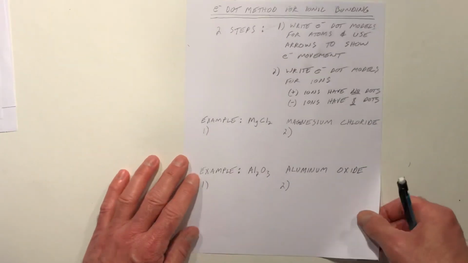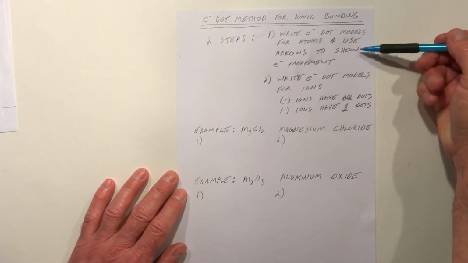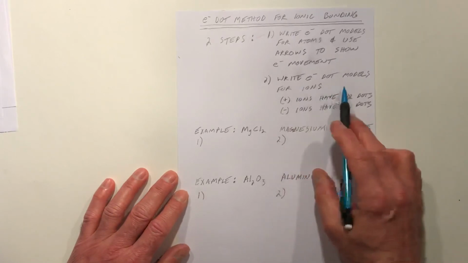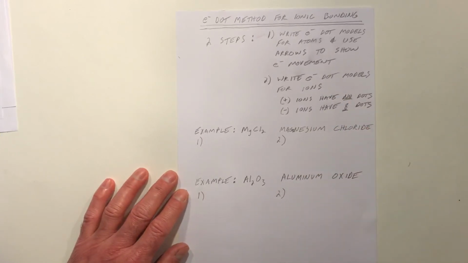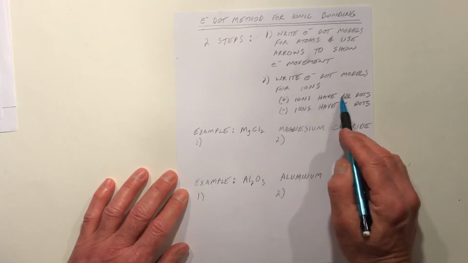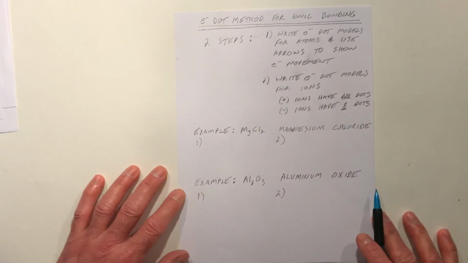All right, the electron dot method for ionic bonding has, again, 2 steps. Write the electron dot models for the atoms in question and use arrows to show electron movement, and then write electron dot models for the ions that get formed once you move those electrons. Remember, positive ions always have no dots, and negative ions always have 8 dots. Let's do a couple examples here.